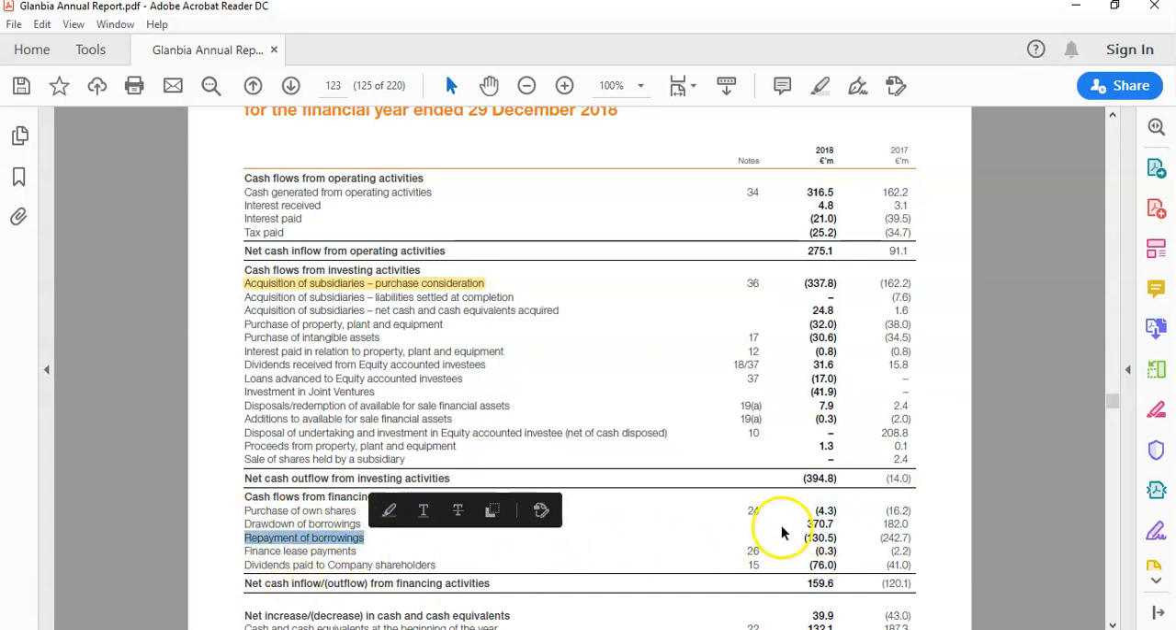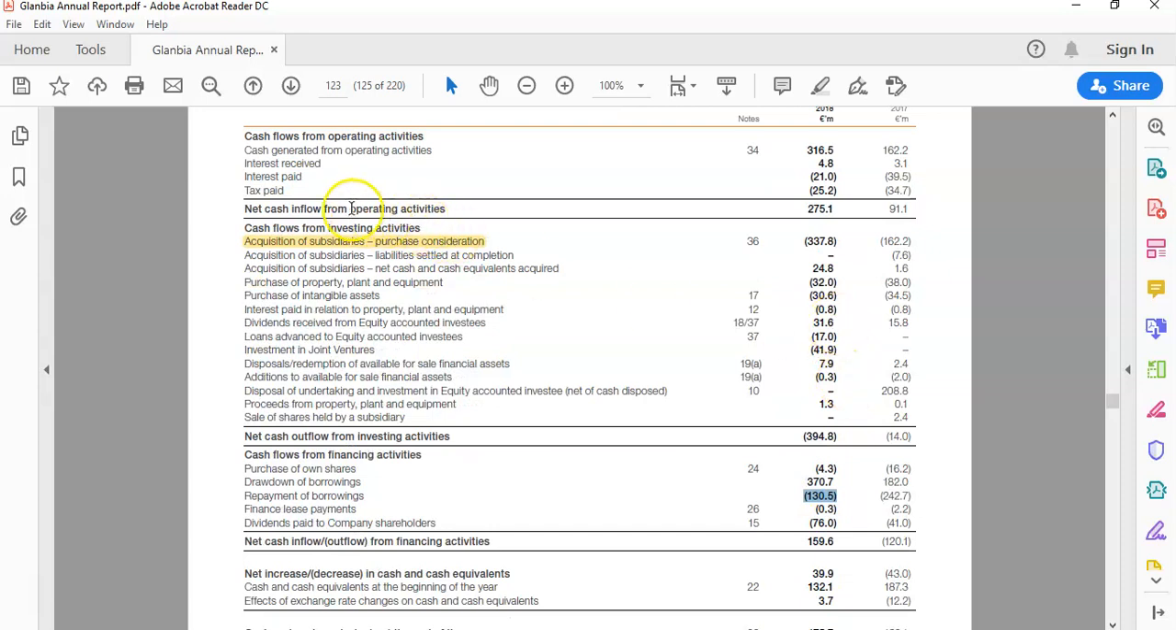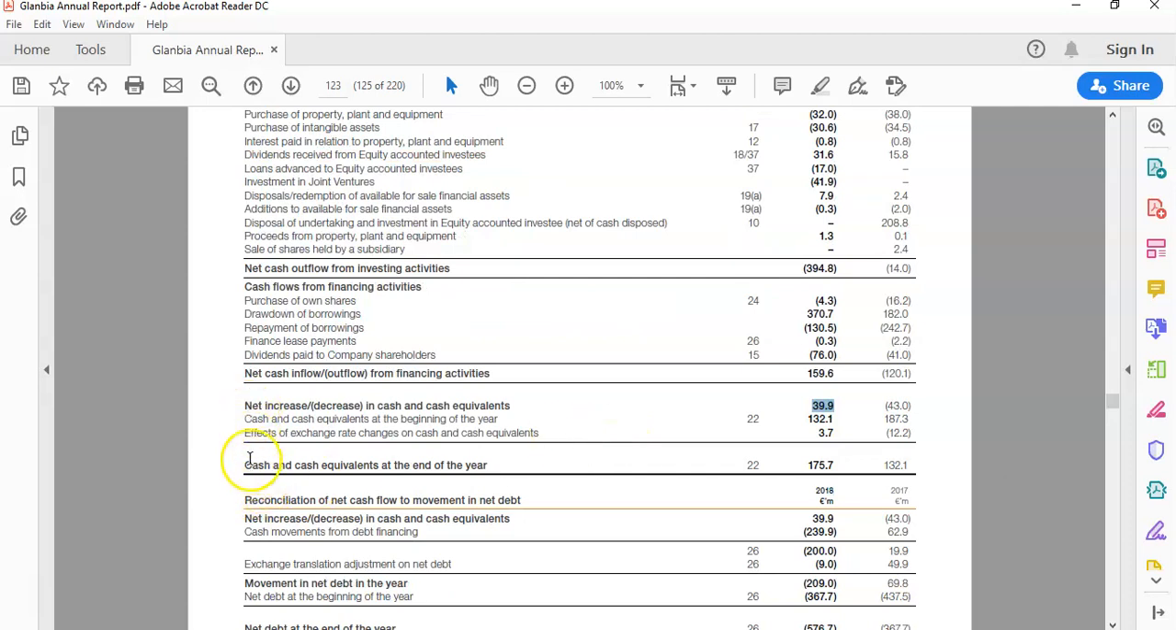They repaid borrowings of 130 million. And the dividend paid to shareholders was 76. So that's why it's an outflow. And the net of operating, investing, and financing is your net increase or decrease for the year. And what the exam or IAS 7 always requires is this element at the bottom. It has to show you how you got from opening cash to closing cash.